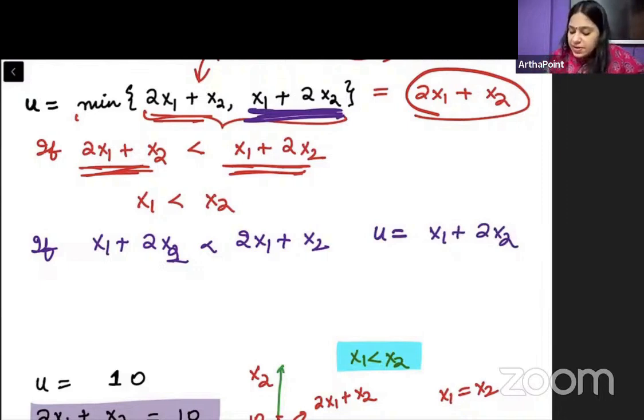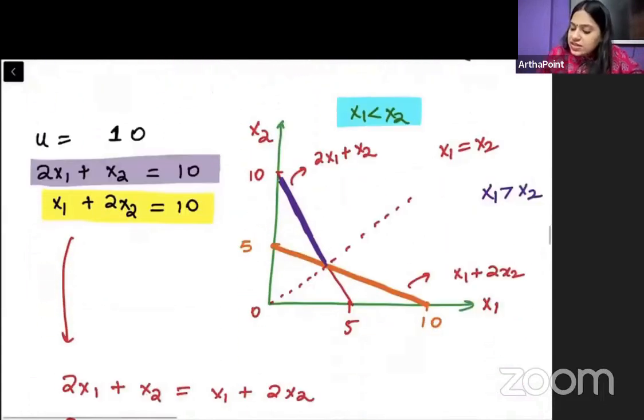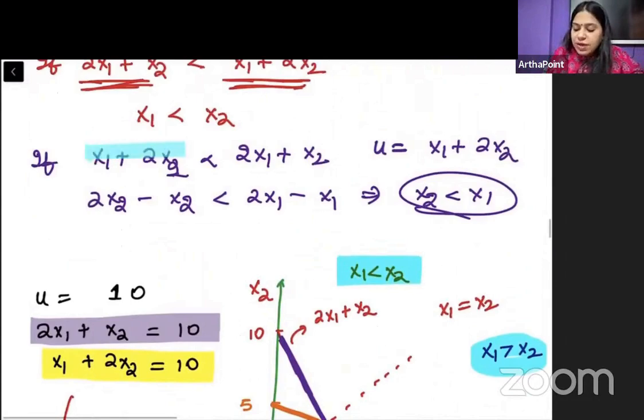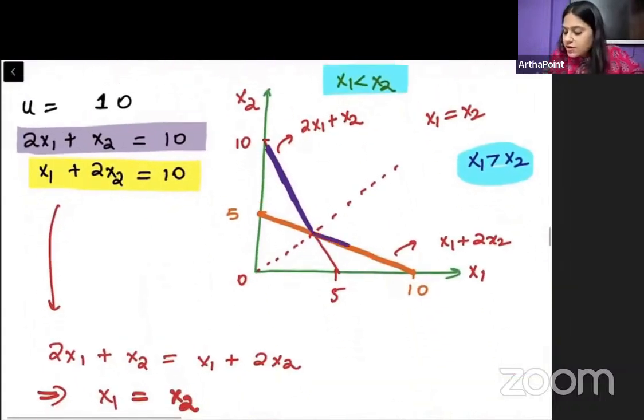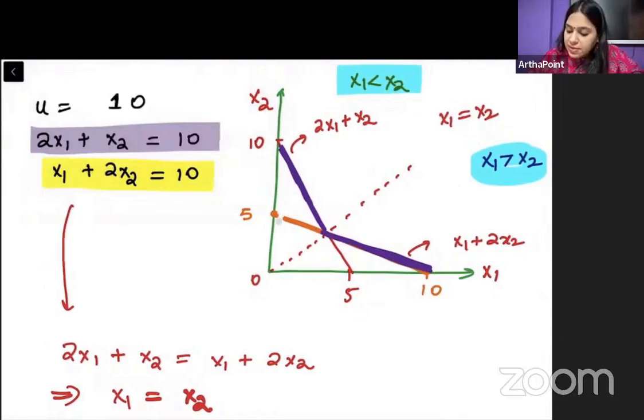I will get this out of my utility function. Right? And when will this happen? So this will happen when 2x2 minus x2 will be less than 2x1 minus x1. That means when x2 will be less than x1. So in this zone, when x1 is greater than x2, which utility function am I going ahead with? x1 plus 2x2, which means that I am going ahead with this utility function. So finally, I have gone ahead and got my indifference curve. That my indifference curve actually goes ahead and it looks something like this. These are my indifference curve, right?